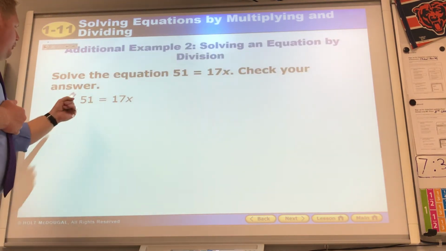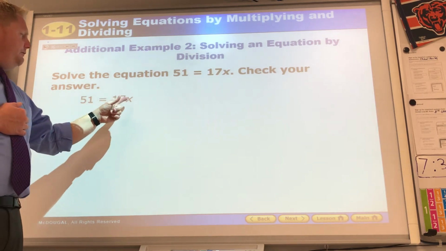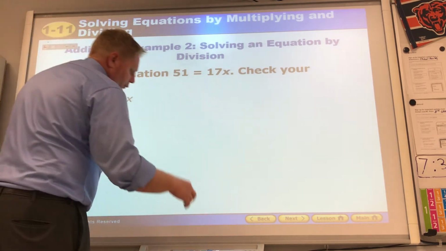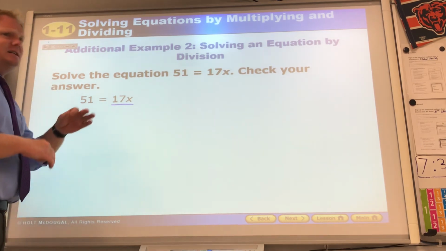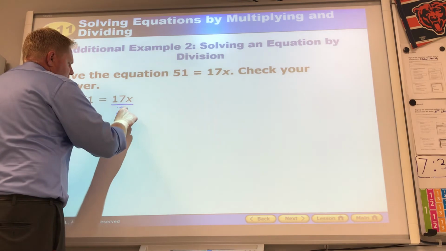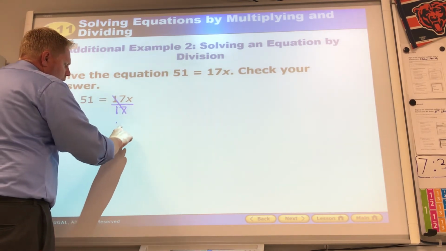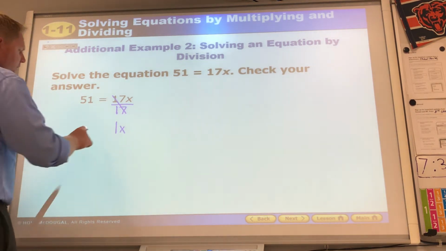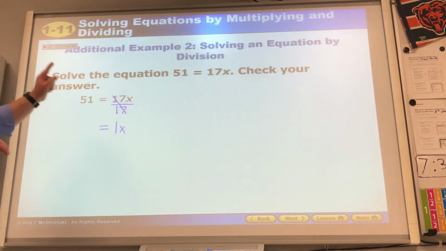So if we see 51 equals 17 times x, variable next to constant means we're multiplying. So to undo that, I have multiplication. Inverse operation is, hopefully you said division. So I divide by 17. Because 17 divided by 17 is 1. 1x. Well, that's what I really want, isn't it? But if I did it to one side, Emmett, divide by 17, what do I do to the other side?